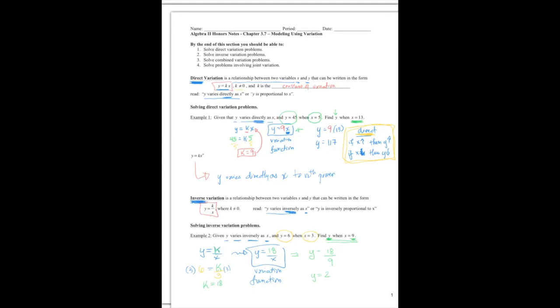Now, what is the pattern that you notice for inverse variation? If you were to substitute in larger and larger values of x, then what will you notice about y? y would be decreasing. If you substitute in smaller and smaller values of x, then what do you notice will happen with y? The corresponding values of y would be increasing. So this is the pattern that you will see for inverse variation.